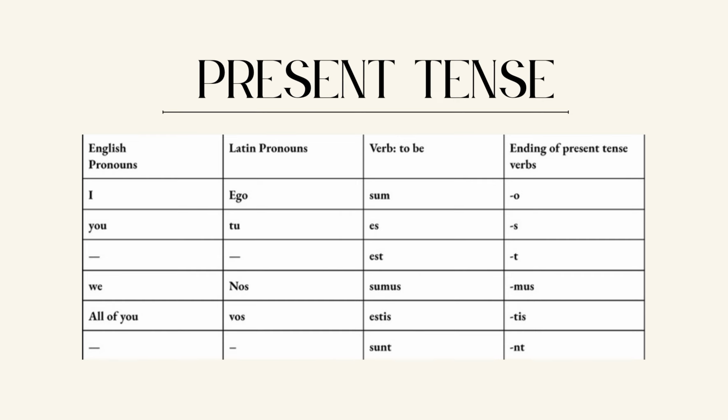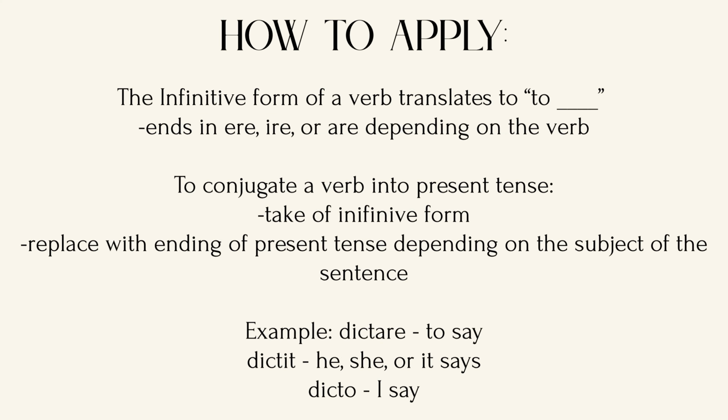So as you can see on the right, there's the endings to present tense verbs, o, s, t, mus, tis, nt. And these depend on the pronoun the verb is acting on. So as you can see, the first ending is o and it correlates to I. I am running, right? And then it goes down the list. So it's important that you remember the endings in Latin, what they correlate to in English, and then the Latin pronouns.